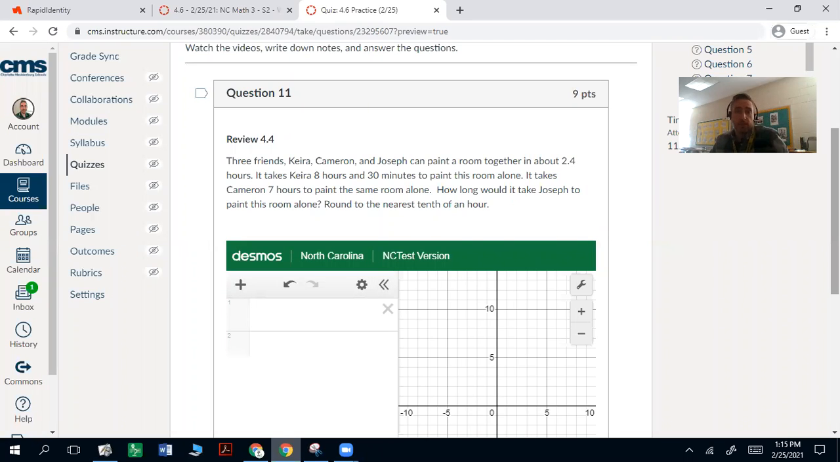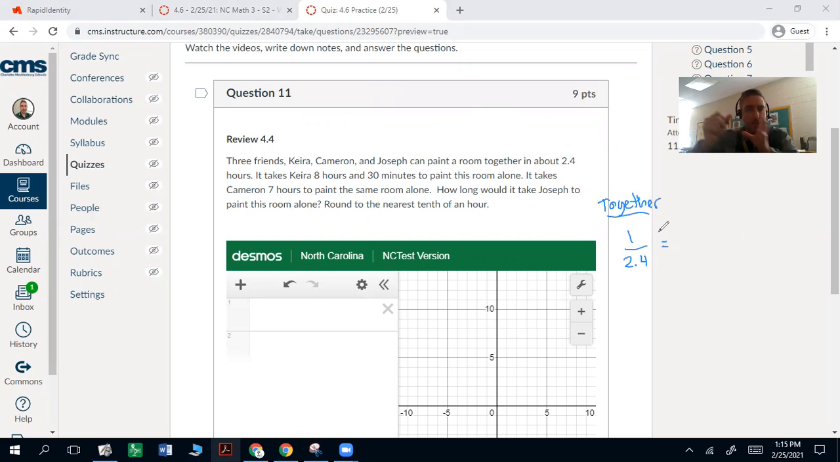Last question, number 11. Three friends, Kira, Cameron, and Joseph, can paint a room together in about 2.4 hours. We want to know how long it would take one of them to do the room by themselves. So together we have 2.4 hours. It's one job, so it's 1 over 2.4.